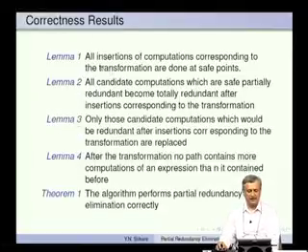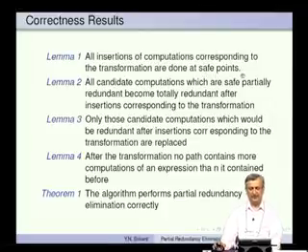There are certain correctness results that we need to be aware of. So, a couple of lemmas and theorems. We are not going to prove them, but let us state them. Lemma 1 says all insertions of computations corresponding to the transformation are done at safe points. So, by definition of insert, insert ij etcetera, we always use spant in, spant out etcetera, and spav in, spav out. So, that means the transformations are automatically carried out at safe points. This is the intuitive explanation.